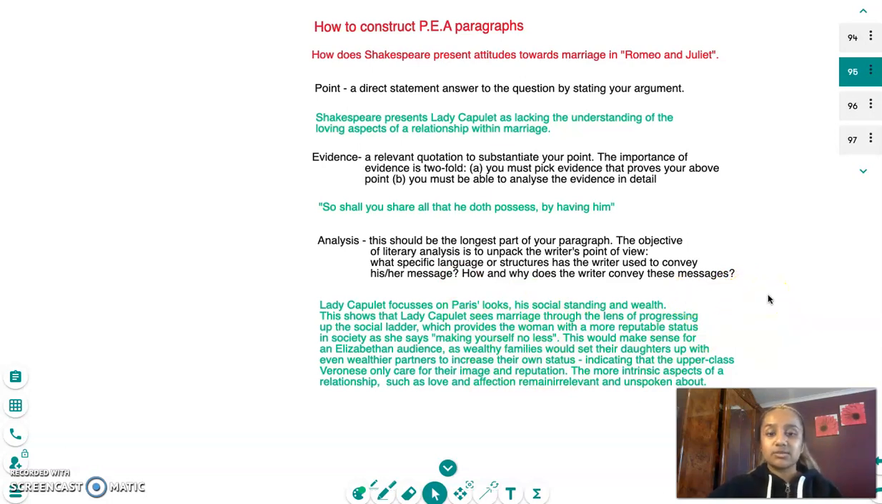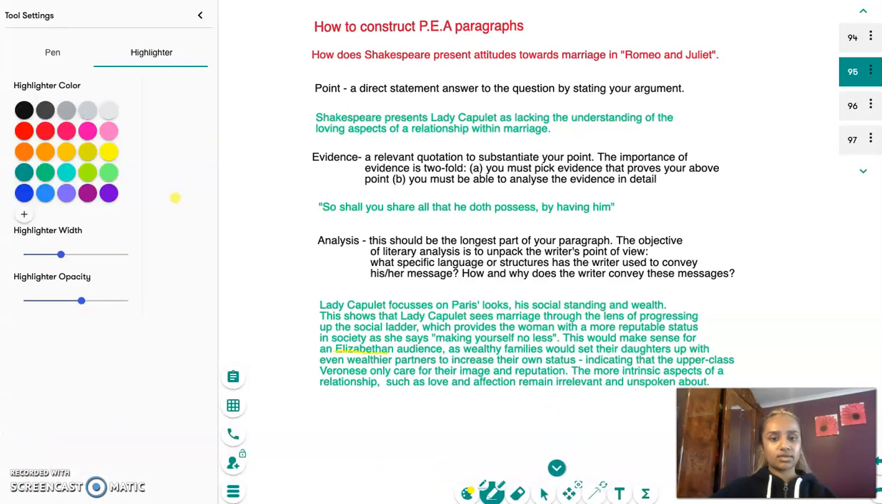So Lady Capulet focuses on Paris's looks, his social standing and wealth. This shows that Lady Capulet sees marriage through the lens of progressing up the social ladder, which provides the woman with a more reputable status in society, as she says, "making yourself no less." This would make sense for an Elizabethan audience, as wealthy families have set their daughters up with even wealthier partners to increase their own status, indicating that the upper-class Veronese only care for their image and reputation. The more intrinsic aspects of relationship, such as love and affection, remain irrelevant and unspoken about. I'm just going to undo this.